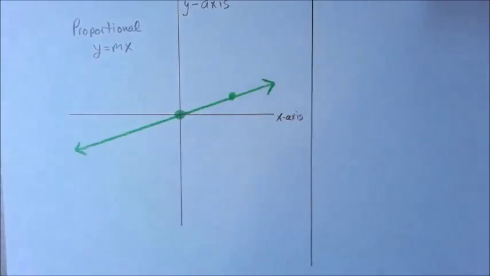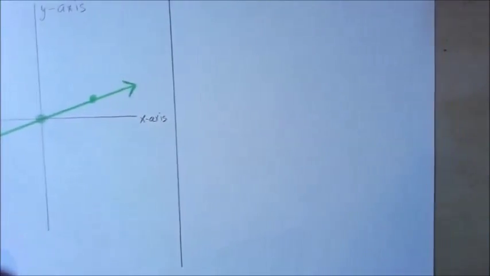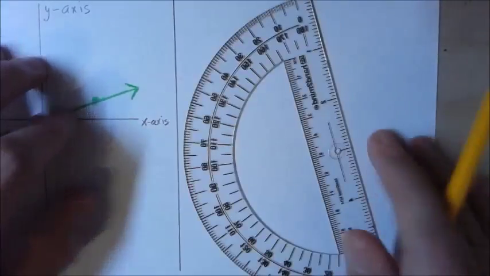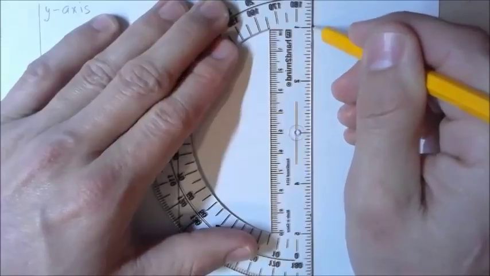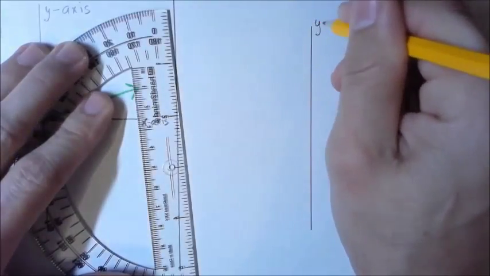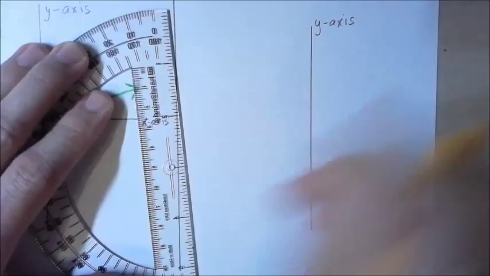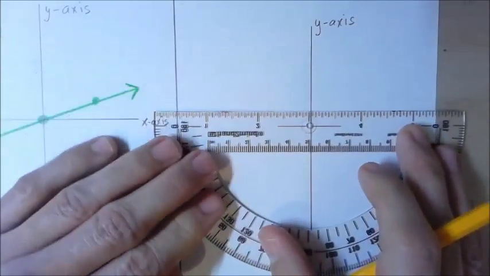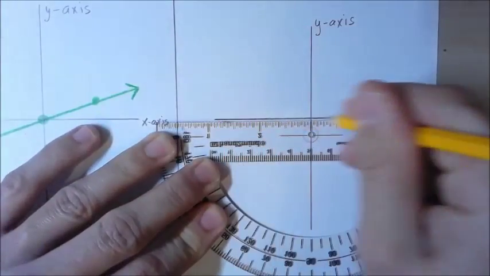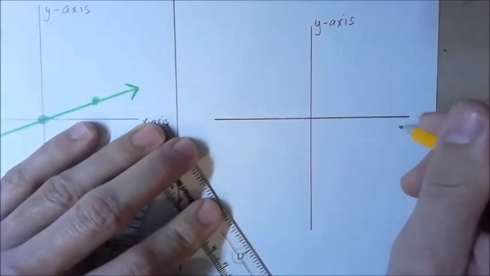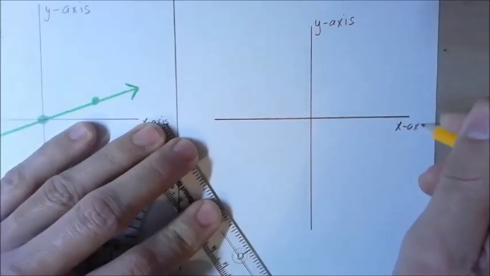Once we do that, I would like for you to go ahead and go to the other graph. So let's move this over. Let's draw us a y-axis and label it as such. So I'm going to draw that there. I'm going to write y-axis. I'm going to go ahead and draw our x-axis, and x-axis.